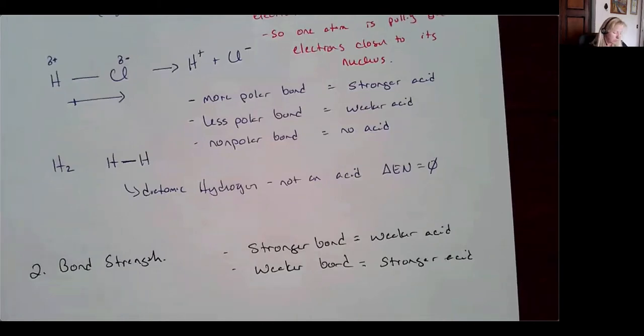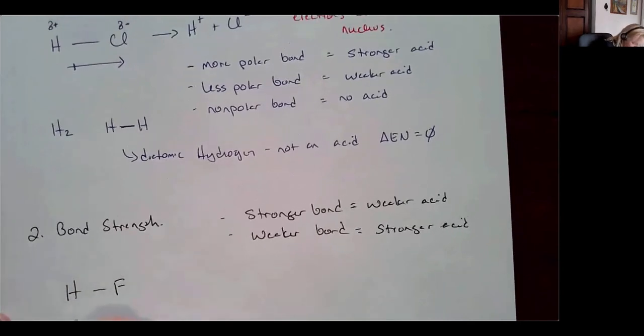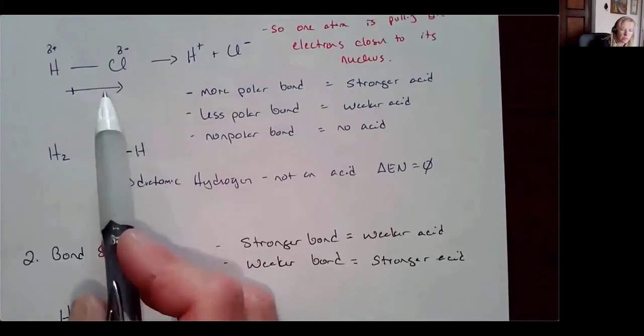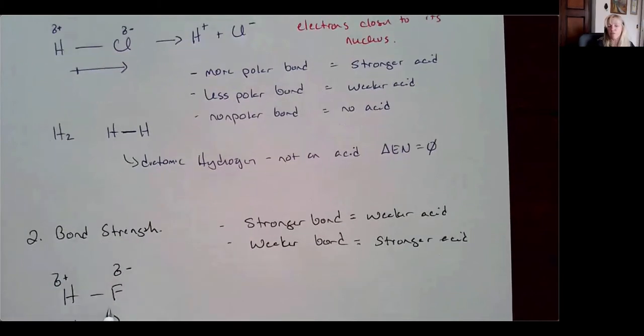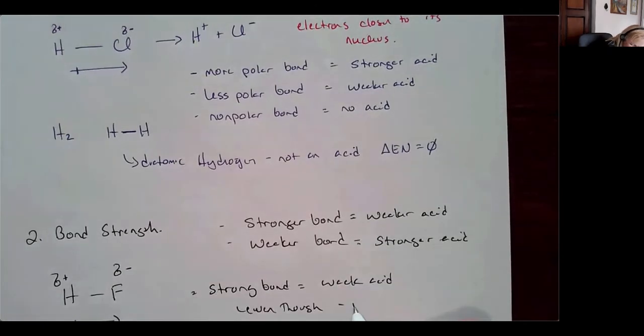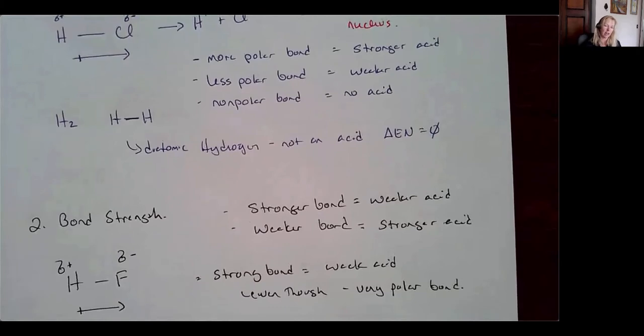HF is a prime example of this. HF is a polar bond because fluorine is your most electronegative element. Fluorine is much more electronegative than chlorine. So this is going to be a partial negative, partial positive, but fluorine is so small. Fluorine is a very small atom, and so the nucleus here is really close to this hydrogen. This has a strong bond, which is going to make it a weak acid, even though it's a very polar bond.